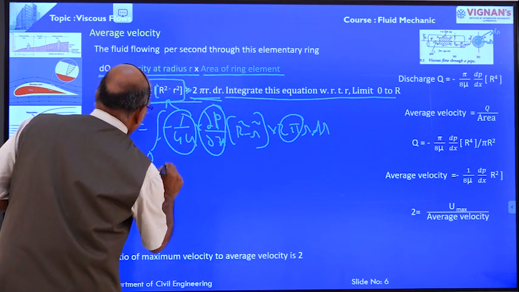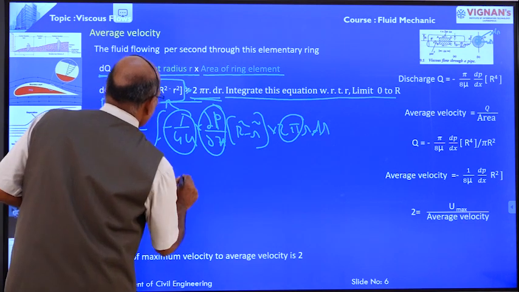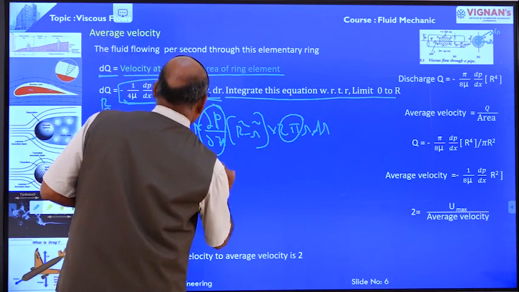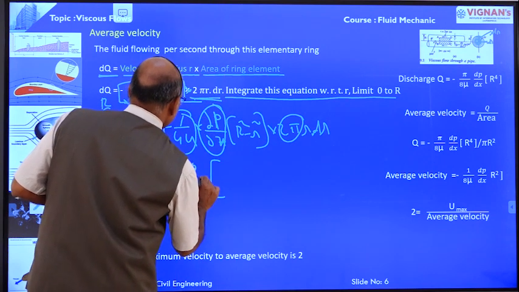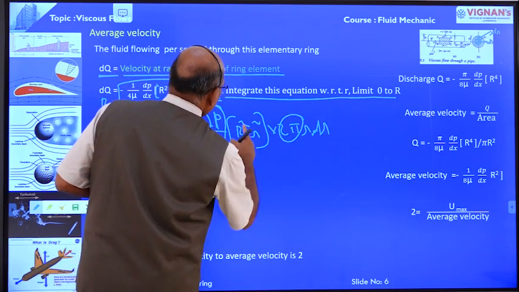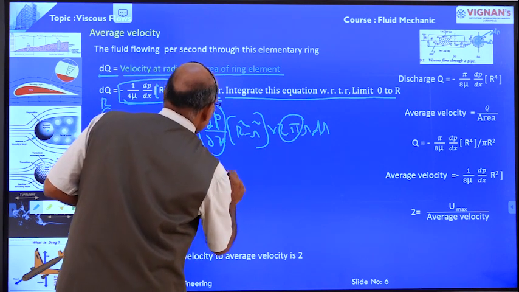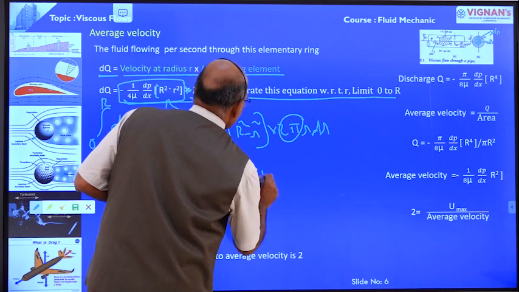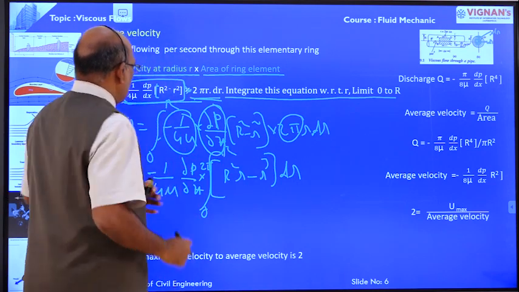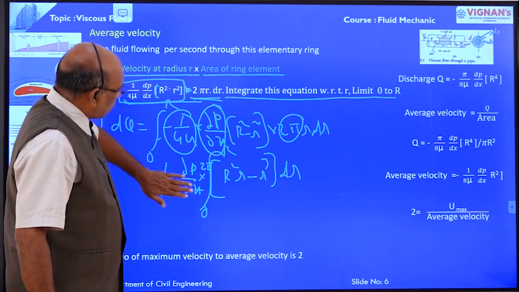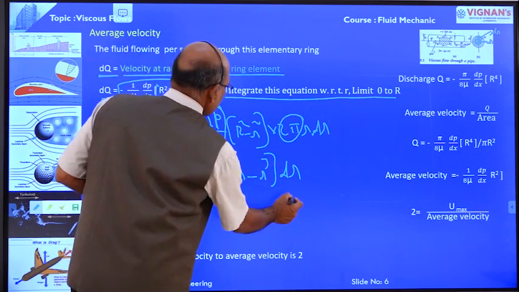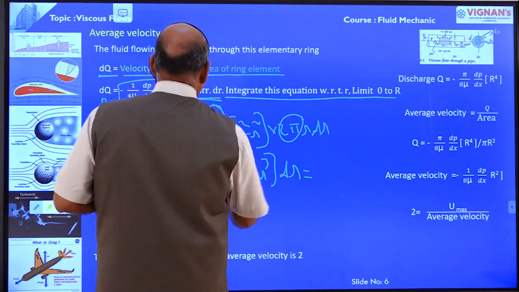Now take out minus 1 by 4 mu dp by dx, and also 2 pi, then the integral from 0 to R of (R square r minus r cube) dr. So all constants are taken out. Now integrate this with respect to r.